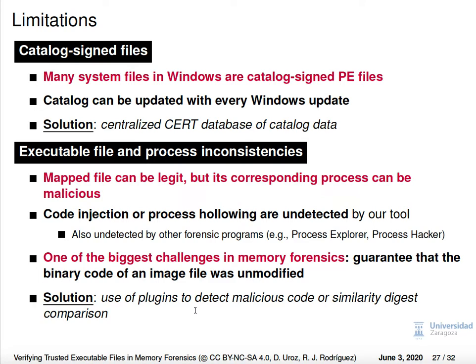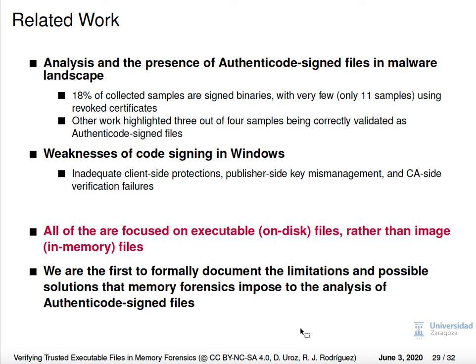So if we have code injection or process hollowing attacks, these are going to be undetected, because we rely on the initial structures that we have on disk. This is also undetected by common forensic programs such as Process Explorer and Process Hacker. Here we can use other plugins to detect malicious code or similar digest comparison.